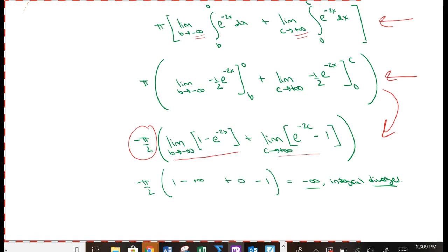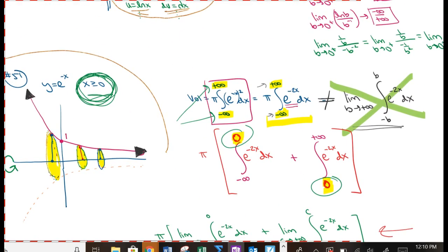This is the point where you have to just be careful. As b approaches negative infinity, we have 1 minus positive infinity. As c approaches positive infinity, we get 0 minus 1. This whole thing will then approach positive infinity, not negative infinity, because I have the negative 1/2. In the parenthesis, we have negative infinity, but then you're multiplying by a negative number. So this integral diverges. And logically that makes sense, because if we were rotating the entire function, there's no way it could possibly converge, because the volume over here just gets indefinitely huge.